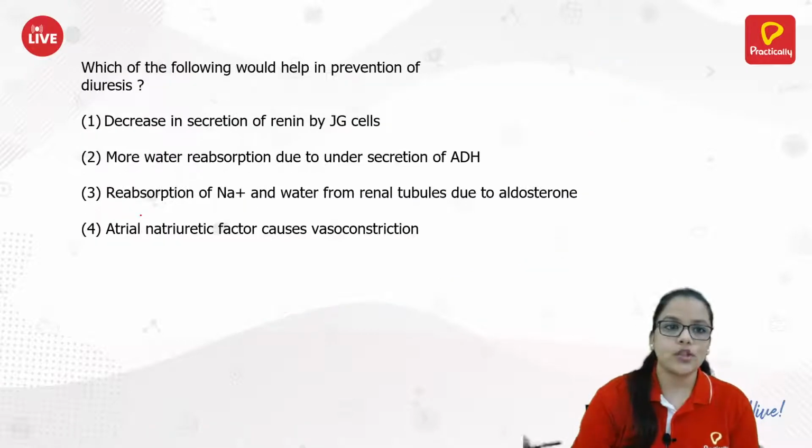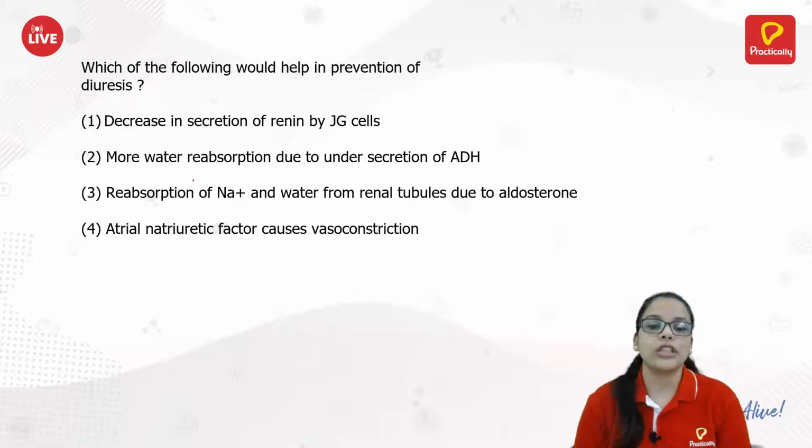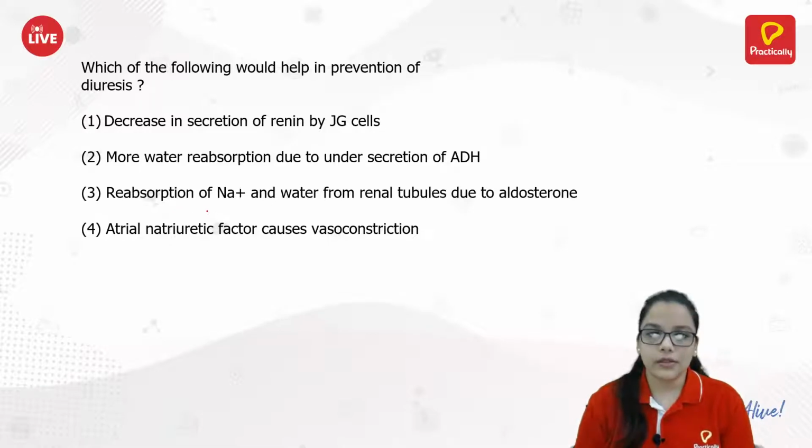Next question. I'll be trying to go a bit fast because I only have 90 minutes and I have to solve 90 questions, so it will be around 1 minute per question. Which of the following would help in prevention of diuresis? Decrease in secretion of renin by JG cells; more water absorption due to under secretion of ADH; reabsorption of Na plus and water from renal tubules due to aldosterone; atrial natriuretic factor causes vasoconstriction.